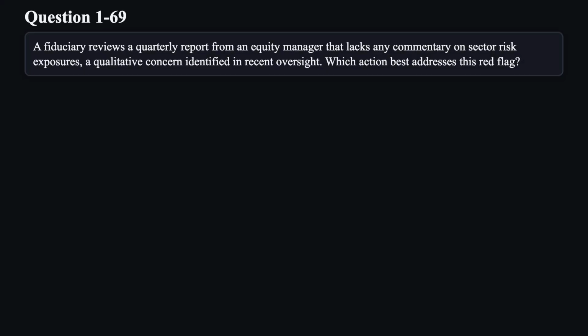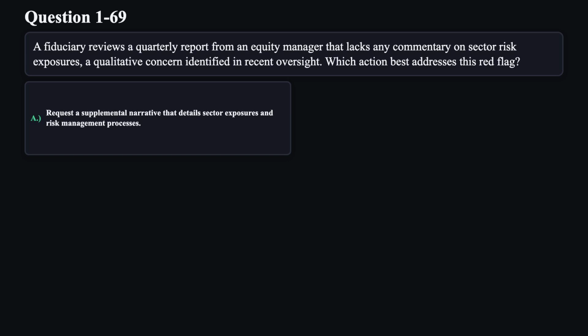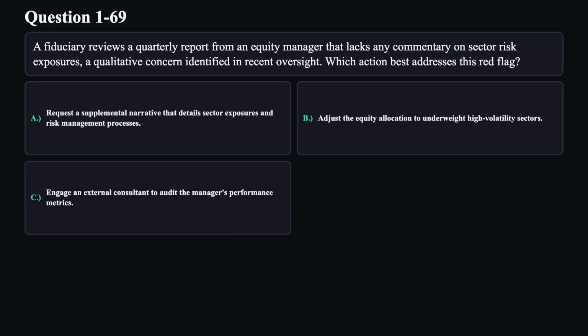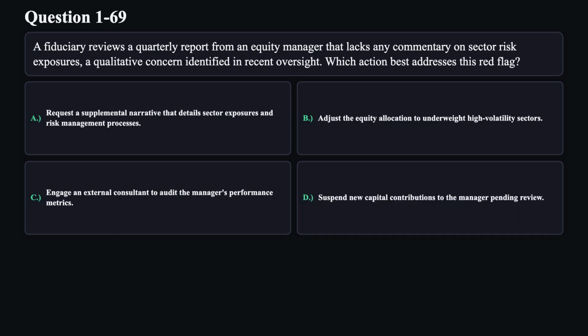Question 69. A fiduciary reviews a quarterly report from an equity manager that lacks any commentary on sector risk exposures, a qualitative concern identified in recent oversight. Which action best addresses this red flag? A. Request a supplemental narrative that details sector exposures and risk management processes. B. Adjust the equity allocation to underweight high volatility sectors. C. Engage an external consultant to audit the manager's performance metrics. D. Suspend new capital contributions to the manager pending review.